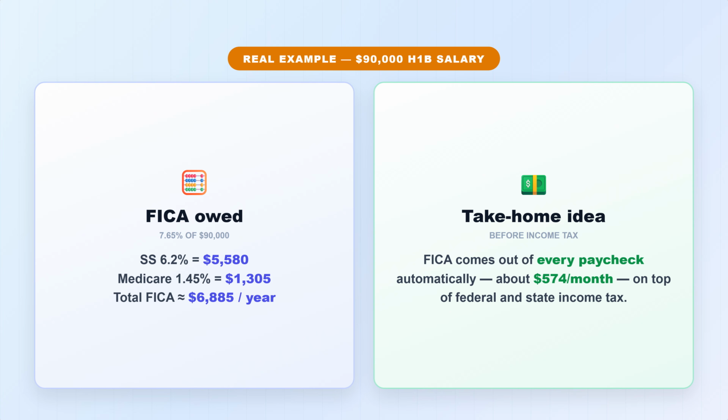Let us make this real with an example. Imagine an H-1B worker earning $90,000 a year. Their FICA is 7.65% of $90,000. So Social Security at 6.2% is $5,580. Medicare at 1.45% is $1,305. Together, that is about $6,885 per year, roughly $574 every month, taken automatically, on top of federal and state income tax.